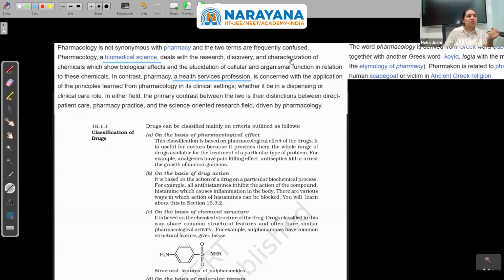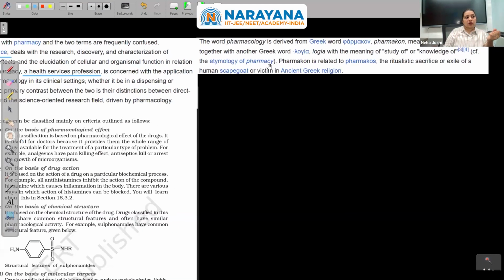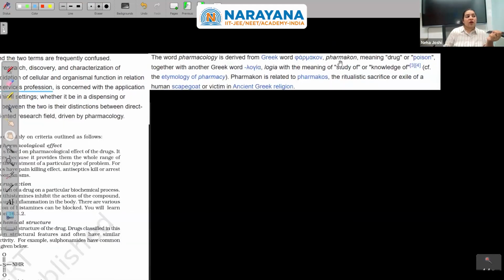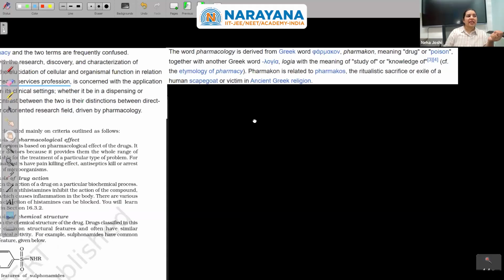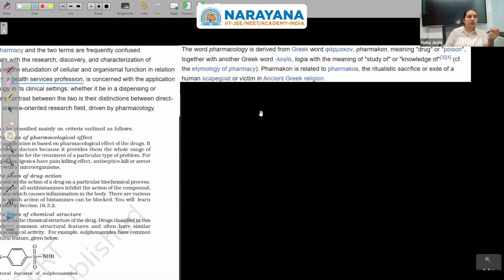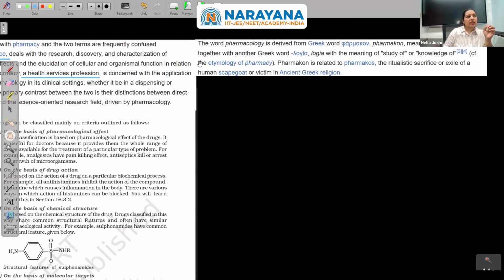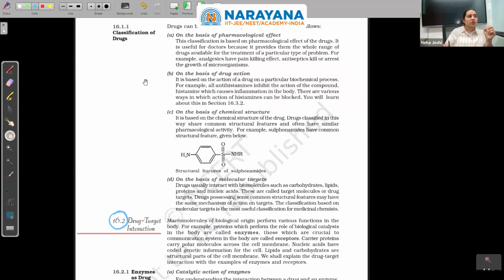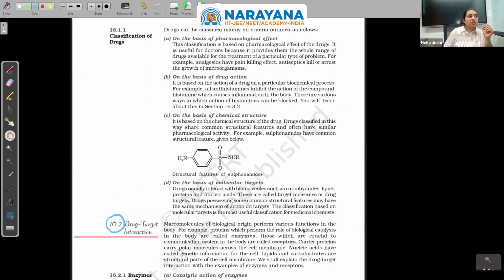The word pharmacology is derived from Greek, where pharmakon means drug or poison, together with another Greek word, logia, meaning study of, knowledge of. So knowledge of drugs is pharmacology. Pharmakon is related to pharmakos, the ritualistic sacrifice or exile of a human scapegoat or victim in ancient Greek religion. So that is how this word came. Here we are going to use this word, so I introduced what this word is in literature.